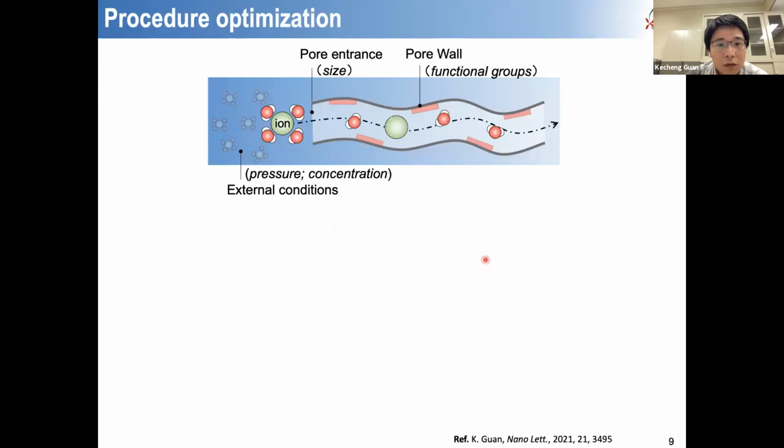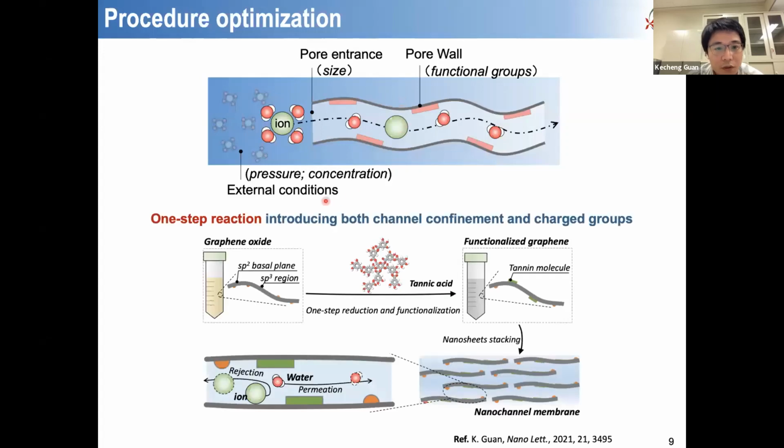And anyway, we successfully fabricated the ion exclusion nanochannels by a two-step strategy. The first step is to limit the nano confinement of the nanochannel, and the second step is to introduce some charged groups inside the nanochannel. So next, we want to simplify this procedure to a one-step reaction, which can introduce both channel confinement and charged groups at the same time.